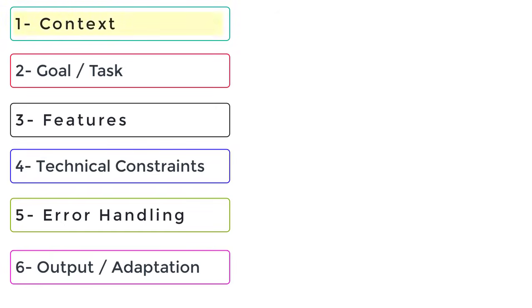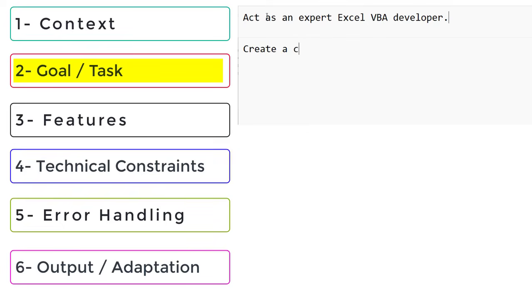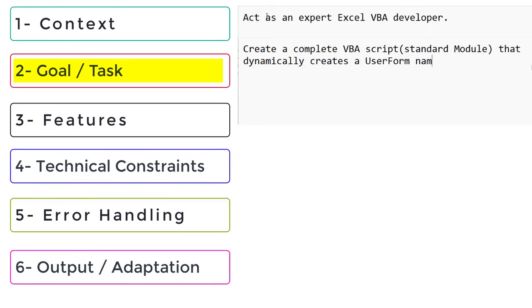First step, context. Here, I tell the AI who it should act as, so I write, act as an expert Excel VBA developer. That's it, no code yet, just the role. This sets the level and quality before anything is generated. Second step, goal/task. Here, I describe exactly what I want to build. In this case, I want a complete VBA script that dynamically creates a user form named dynamic form. This tells the AI the final objective before we talk about details.